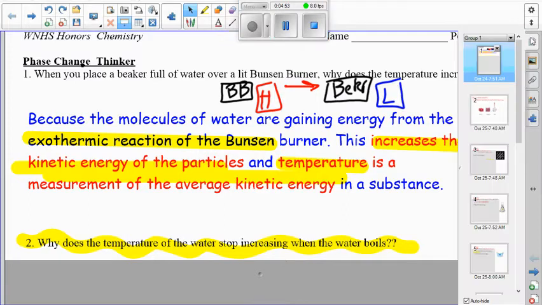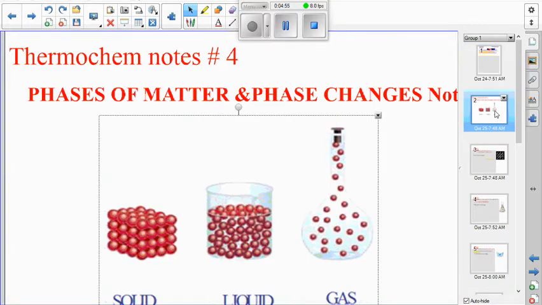Okay? All right. Now we got to take our phase change notes, thermochem notes number 4. This is in your packet, so now we're in the packet officially. This is what the front page looks like right here. Boom. Yep. There we go. So that's definitely why you want your packet today.